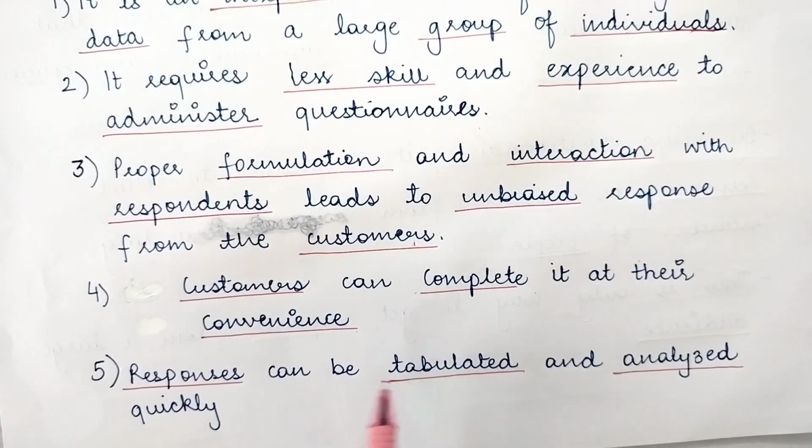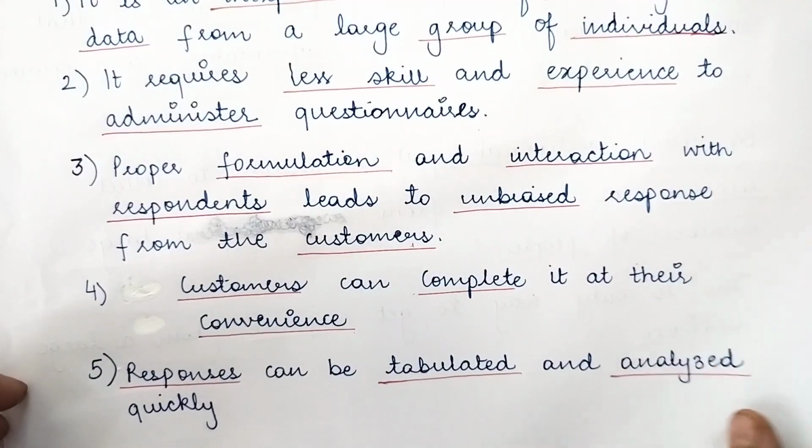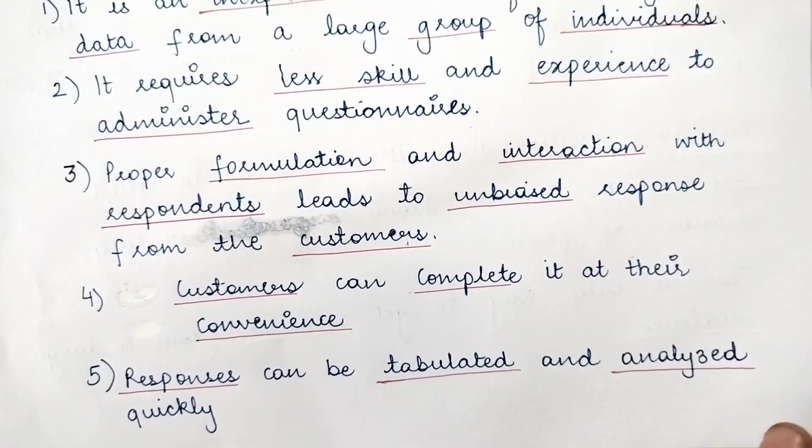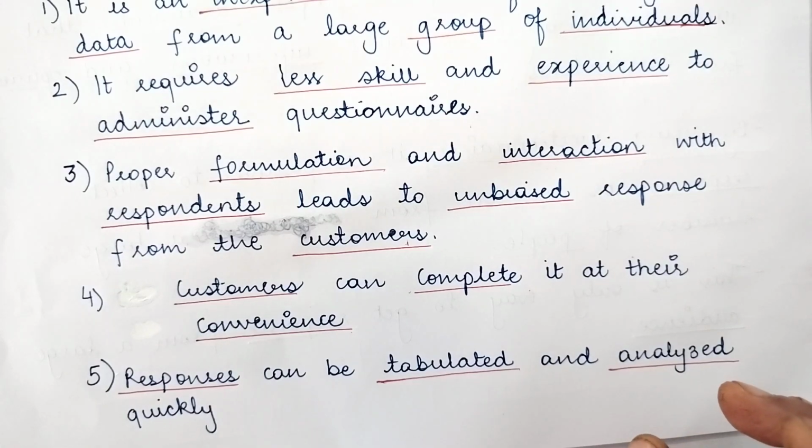Now, responses can be tabulated and analyzed quickly. Since you get all the responses from a large group of people at almost the same time or within a specific period of time, say for example 2 or 3 days, they can be tabulated and analyzed quickly, because you do not have to wait for the responses too much. You don't talk to one person, then tabulate his response, then talk to another person, as in a personal interview. You get all the responses almost at the same time, so they can be quickly tabulated and analyzed when we talk of questionnaires.